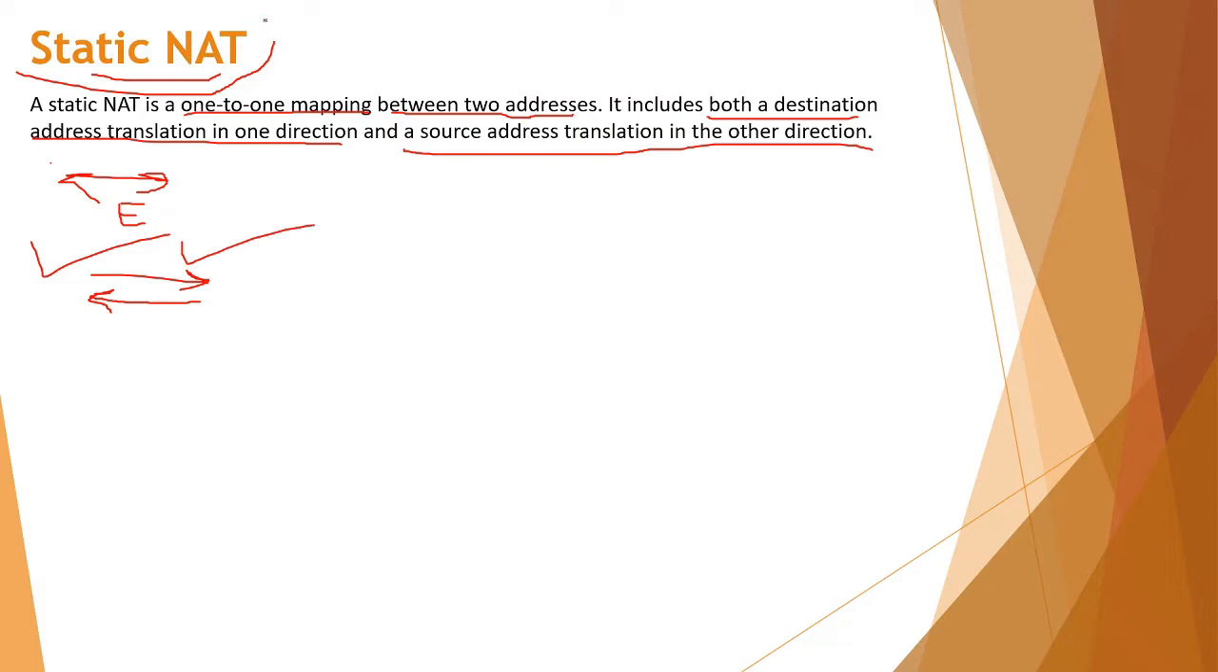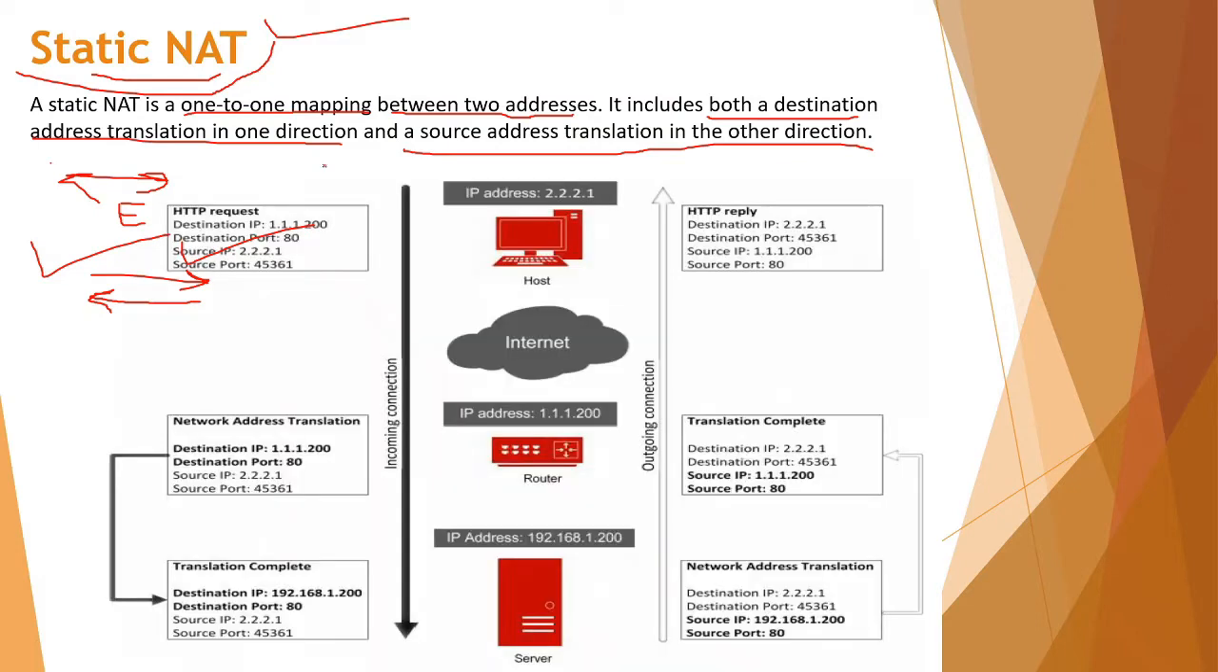So you have to perform the static NAT. Let's discuss the static NAT with an example. You can see that this server is statically NATed to this IP address. So let's check how it is done.